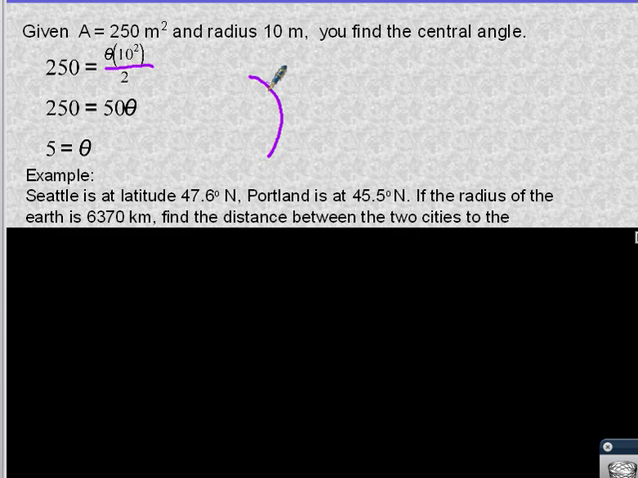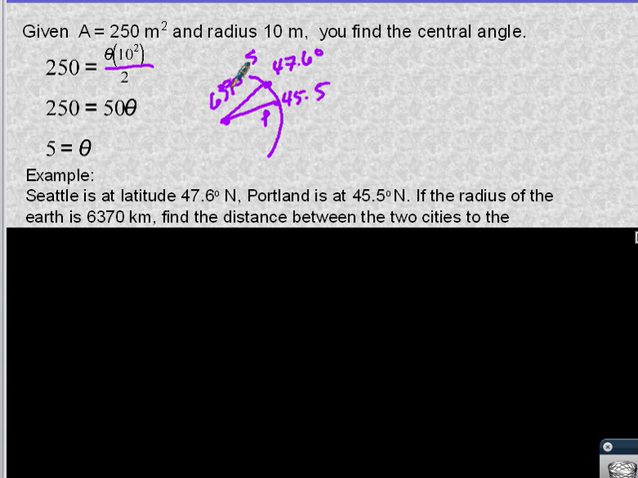So here's Seattle. Here's the center of the Earth. Portland, so this is 47.6 degrees. Portland is here at 45.5. So we basically have this, it's kind of like a sector. So if the radius of the Earth is 6370 kilometers, so this is 6370, that's our radius length. Find the distance between the two cities.